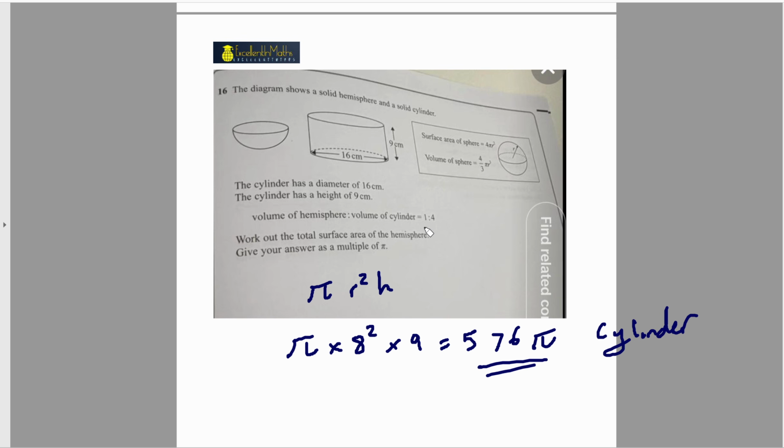If you look at the formula here, the ratio, you'll find that the volume of the cylinder is 4 times the volume of the hemisphere. To find the volume of the hemisphere, we need to divide that by 4. So 576 pi divided by 4 gives me 144 pi. That's the volume of the hemisphere.